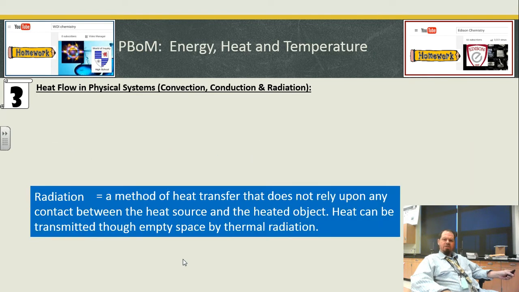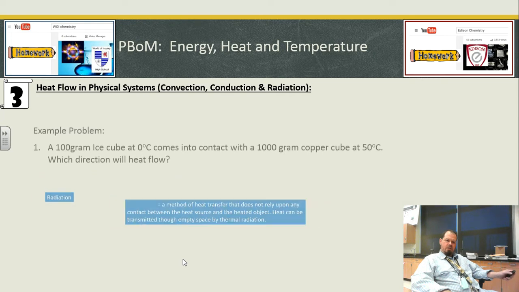This is a method of heat transfer that does not rely on any contact. So this is like the sun. You can feel the sun's rays, and it's not direct. The sun isn't directly touching anything. It's a form of electromagnetic heat or thermal energy. So heat can be transmitted through empty space by thermal radiation. That's how the sun heats the earth.